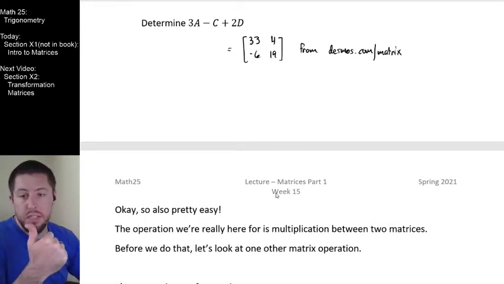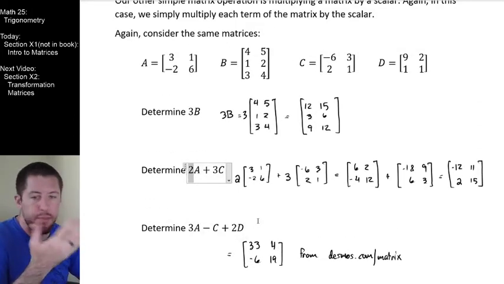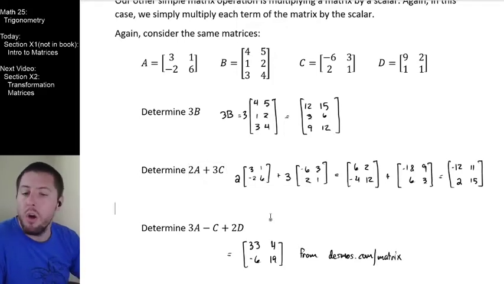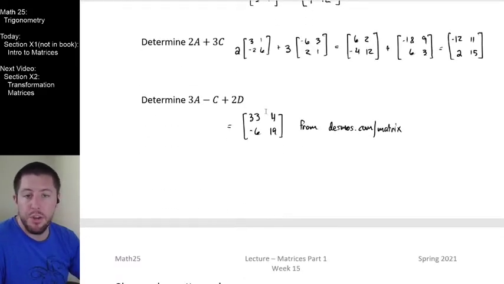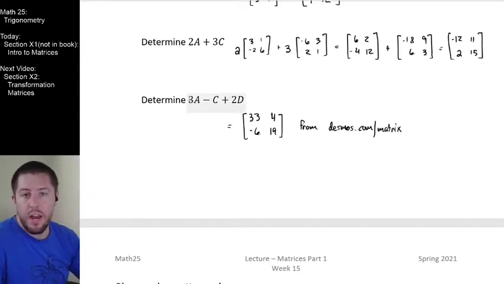Addition between two matrices, subtraction between two matrices, multiplying a matrix by a scalar, like just a number, 2, 3, -1, stuff like that. All relatively easy things for us to go ahead and do. And we've just seen that we can use Desmos as a basic matrix calculator, so that we're not just sitting around doing addition and subtraction and constant multiplication all day, which is really boring, right?